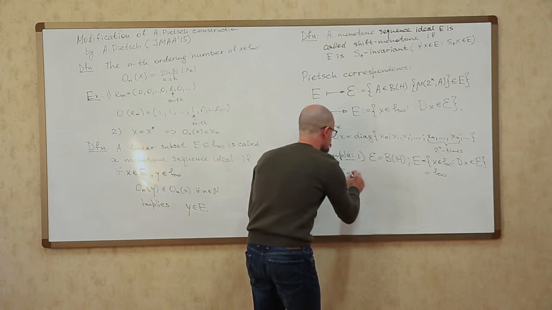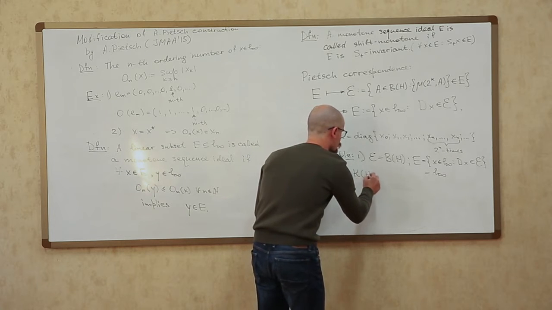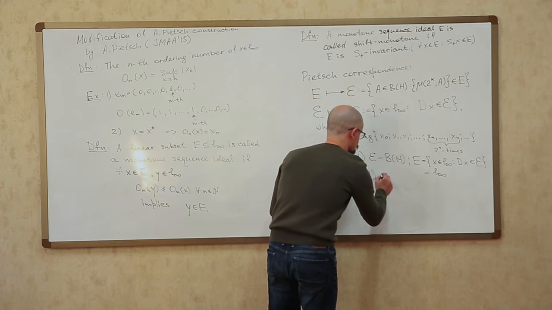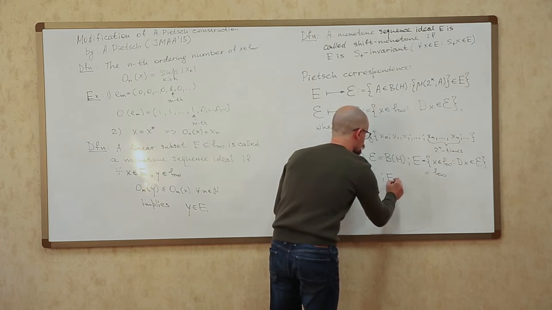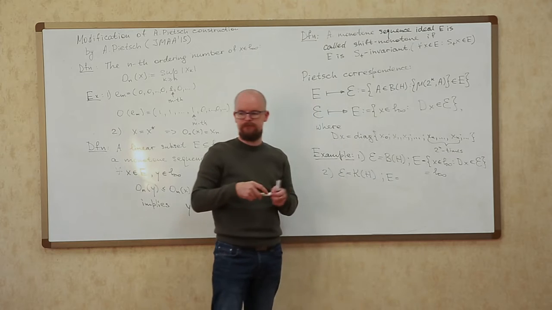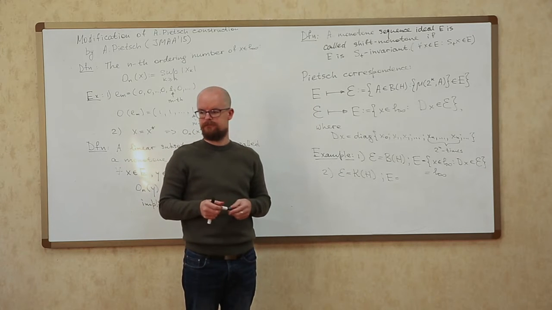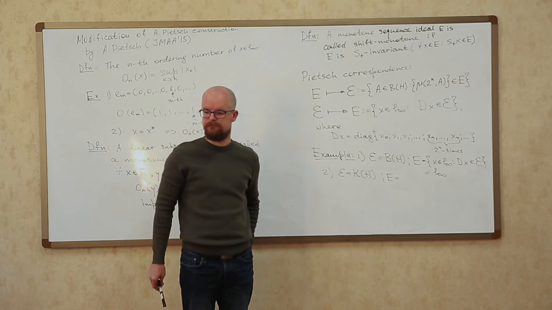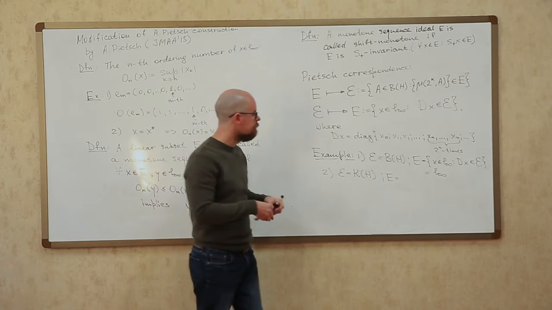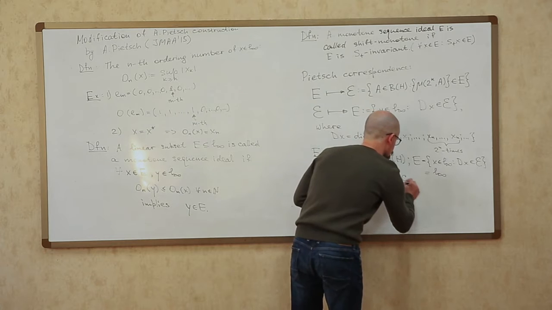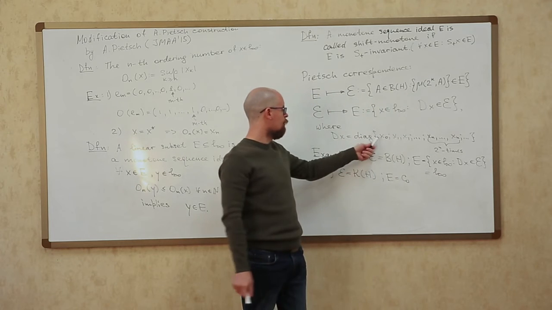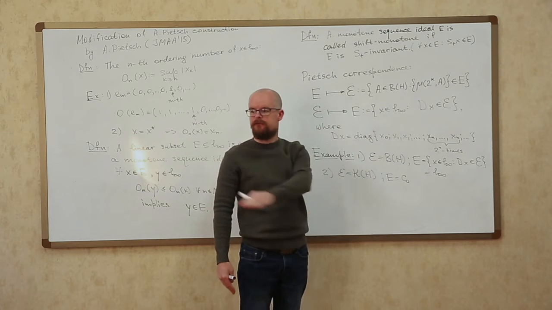If E is the set of all compact operators, then what will be the straight E? It will be C0, because we will get a compact operator when the sequence x tends to 0.